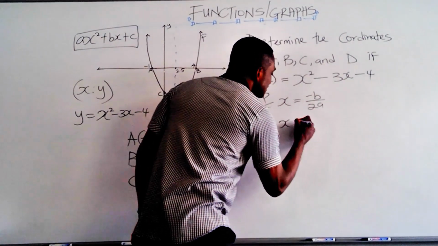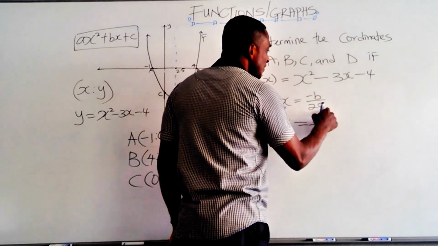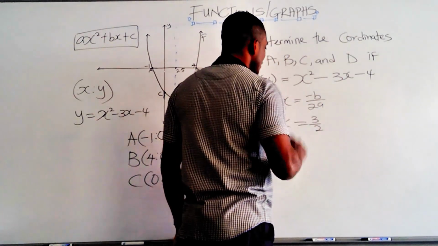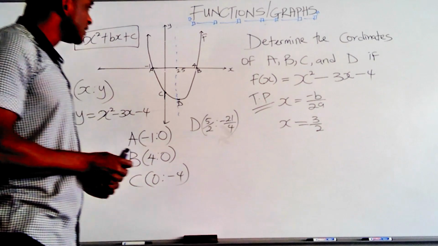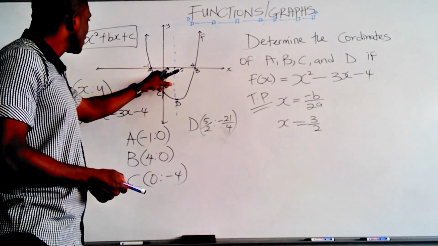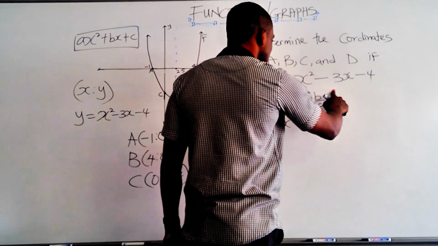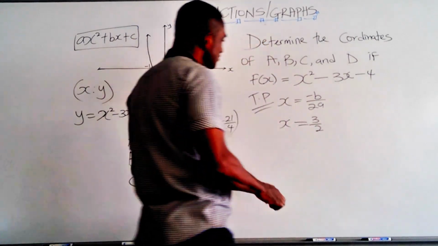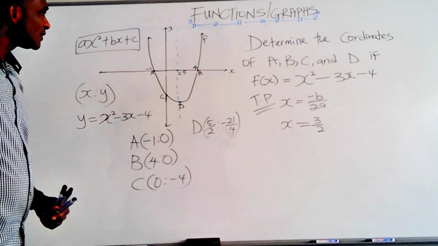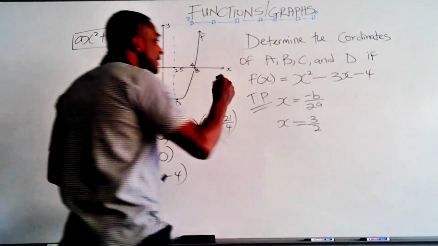So we have x equals minus b, which is minus of minus 3, over 2a. 2 times a is 2. Minus minus 3 is positive, so we have 3 over 2. Then we plug this in.